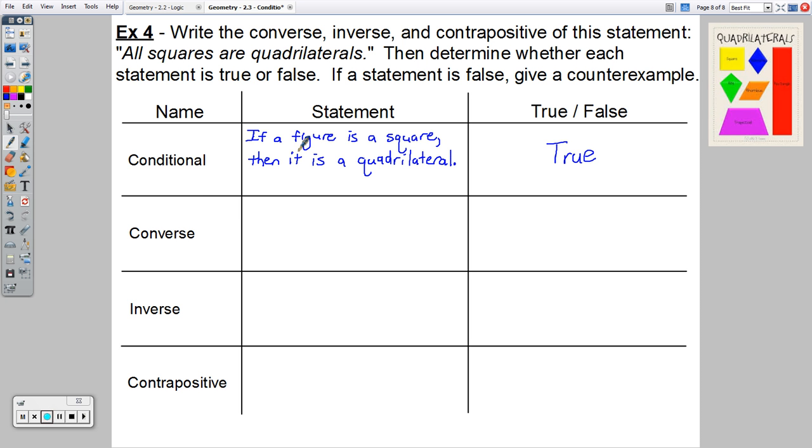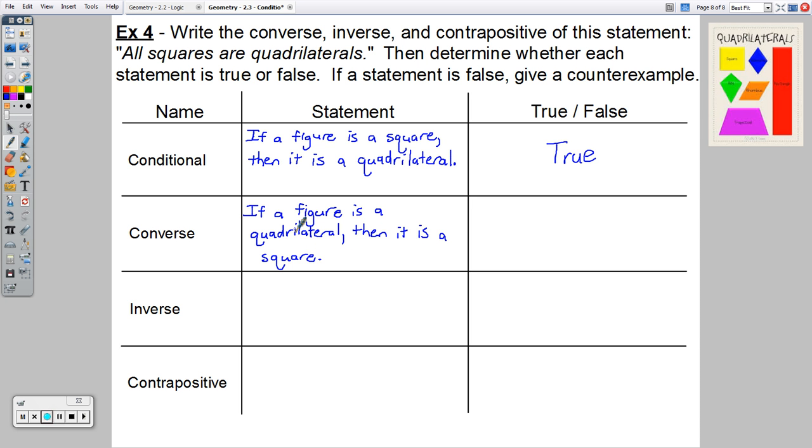Converse, we are switching the statements around. We are switching the P and the Q part. So now we're going to say if, and I can't say it is a quadrilateral. I'm going to go back to saying a figure to start. So if a figure is a quadrilateral, I think I have enough room to write quadrilateral up there, so I'm going to put it here. So if a figure is a quadrilateral, then it is a square.